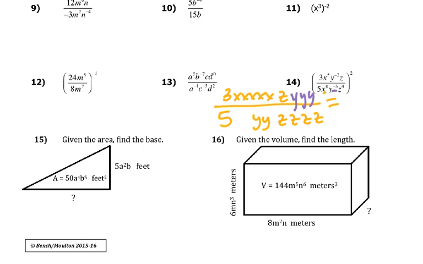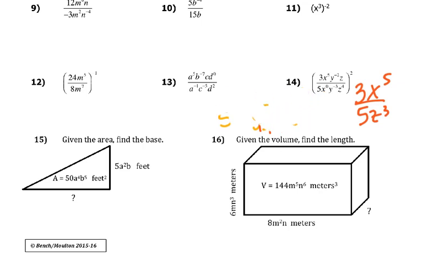So I'm going to see what I can simplify, and it looks like I can cancel a z. It looks like I can cancel some y's. So I'm going to have 3x to the 5th over 5z to the 3rd. Okay, that's what's inside my parentheses. So I'm going to have that, and now I'm going to raise it to the second power.